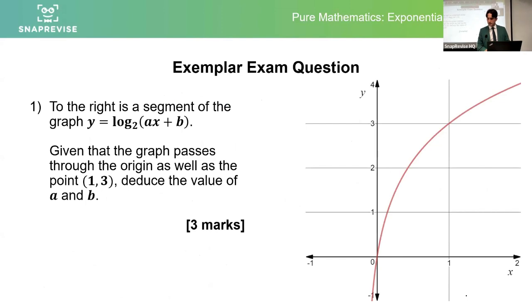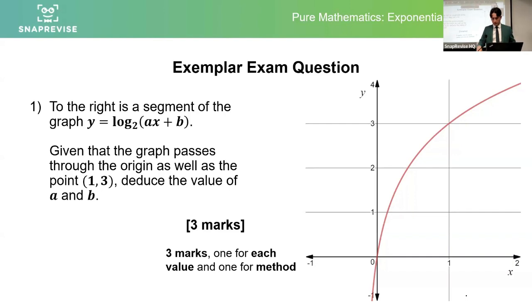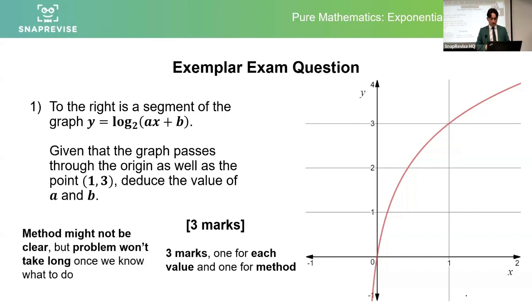So 3 marks, and to the right we have a segment of the graph y equals log base 2 of ax plus b. Given that the graph passes through the origin, as well as the point (1, 3), deduce the values of a and b. 3 marks. Okay, so we've got a few things going on here. We've got 3 marks, so 1 for each bit. The method might not be clear, but the problem shouldn't take too long. So we kind of need to piece information together.